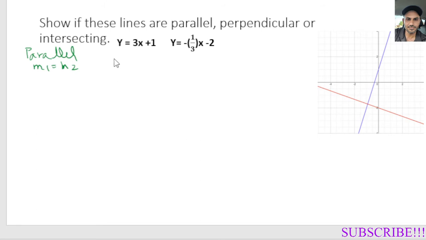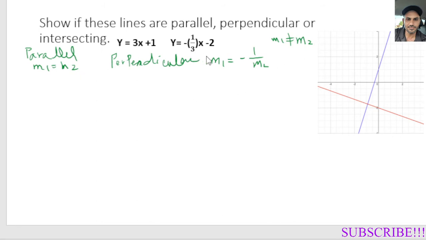Okay. For perpendicular, we know that m1 has to be equal to the negative reciprocal of m2. So the slopes have to be negative reciprocals. For intersecting, m1 is just not equal to m2. So then they're just intersecting.